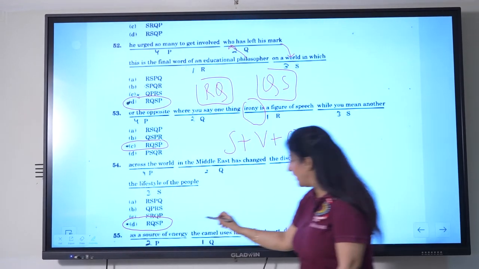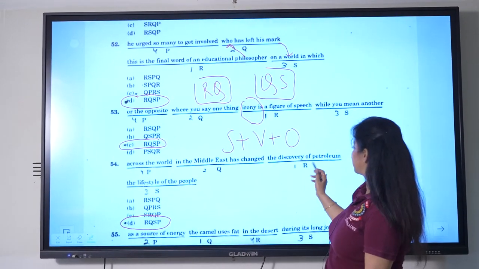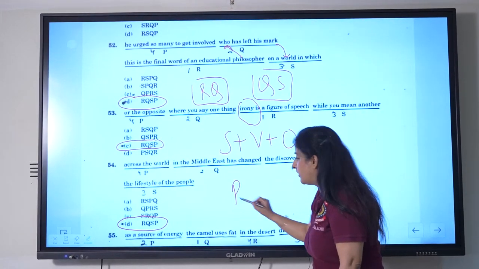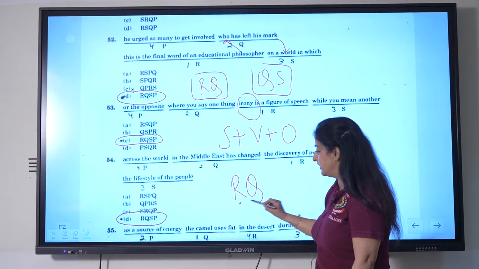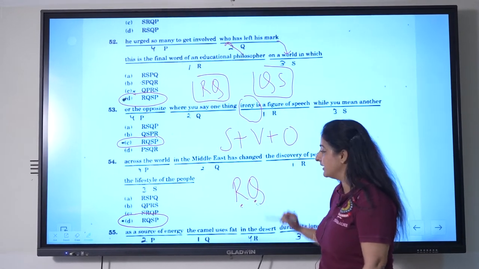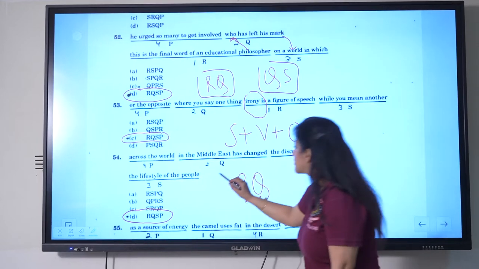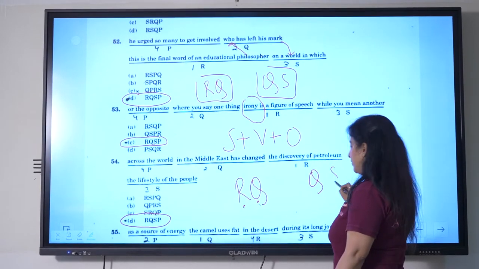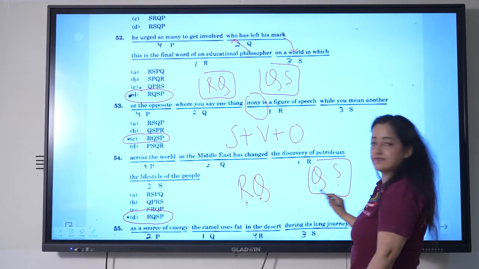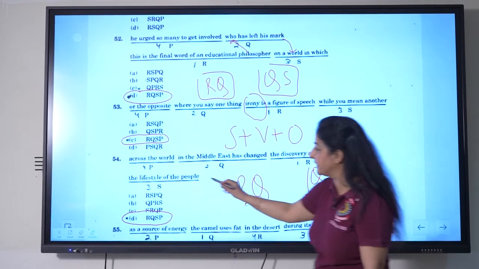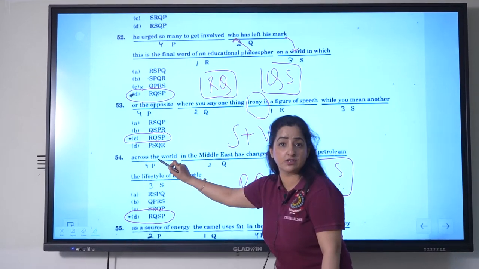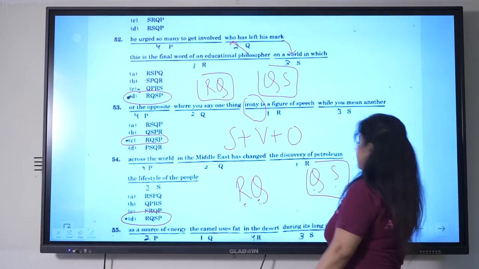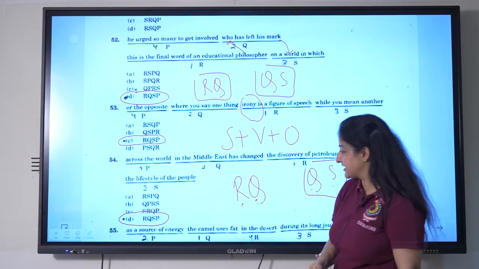Question 54, RQSP. The discovery of petroleum in the Middle East. So that is how R and Q go together. Petroleum, Middle East. That's the connection. And petroleum in the Middle East has changed. Now changed what? So even Q and S go together. Change the lifestyle of the people. Now which people? People across the world. So that's how even S and P are perfectly connected. Okay.